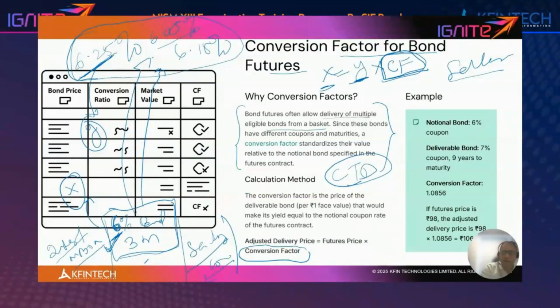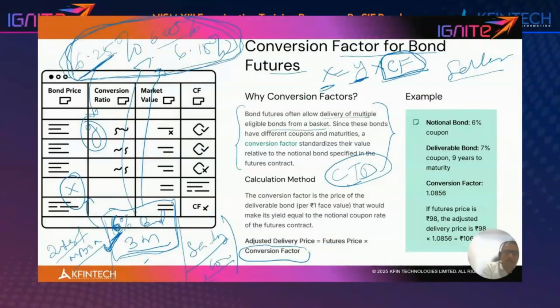Again, let's revise it. I enter into an interest rate future of a notional bond, 6% expiring in 3 months. But in the market, there is no such bond, but there are different types of bonds, 6.25, 6.05, 6.15. At the time of expiry, when the seller has to deliver this bond, he will go into this basket and look for a bond which is similar to this. But this bond is at 6%. These bonds are at 6.25, 6.05.